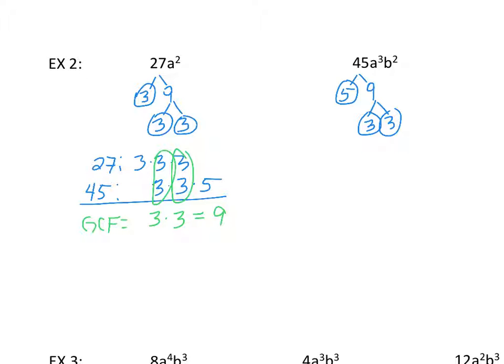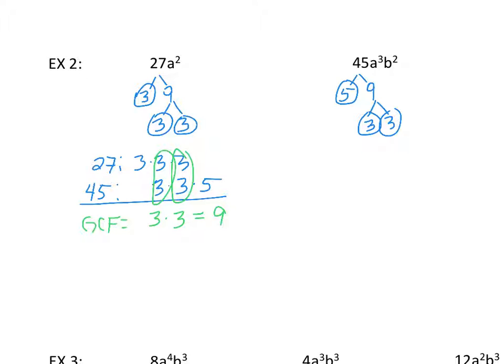Now if you had seen the 9 right away, then you could have skipped all this and just said, oh, I know I can divide them both by 9. Just make sure that you have the largest number that you're dividing into. Now we're going to add on to this. I'm going to back off that square I just put around the 9, because we still need to add on our variables, right? So look at our variables.